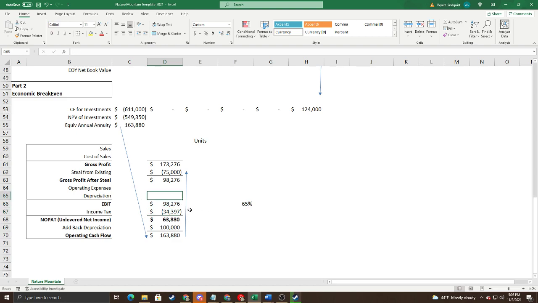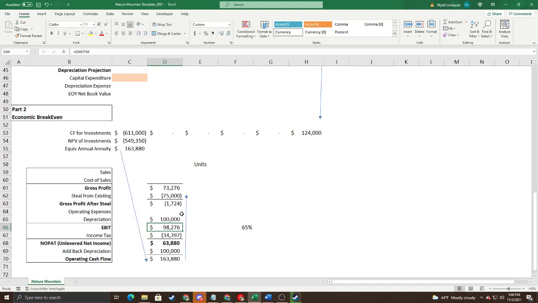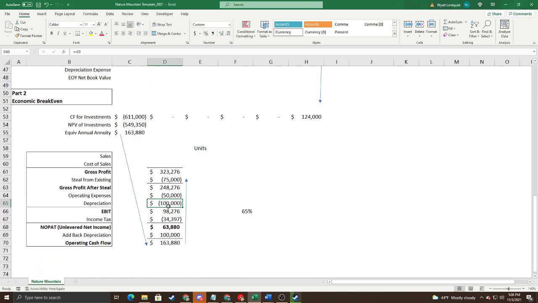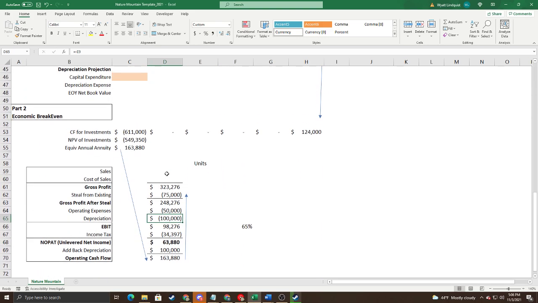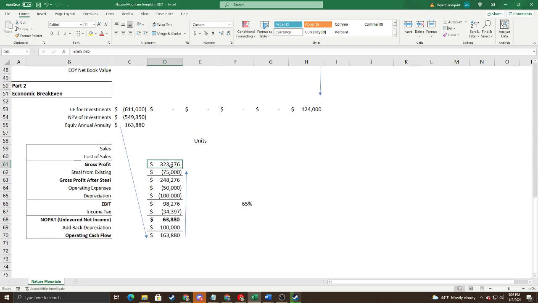So we'll do that. Now our depreciation here is 100,000. So this one actually needs to be negative 100,000. And then our operating expenses, that's just pulled from here. So if you can't tell, we're kind of making an income statement, but we're making it backwards. And so in the end, we get our gross profit that we're going to need of $323,276.